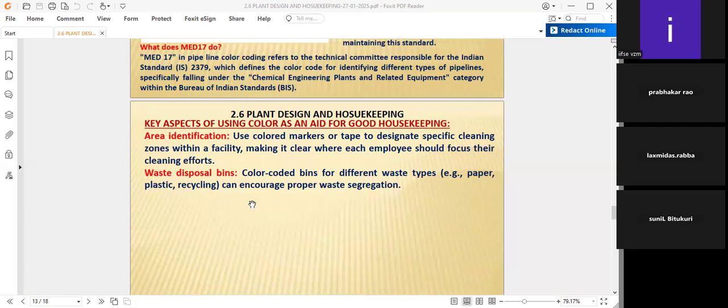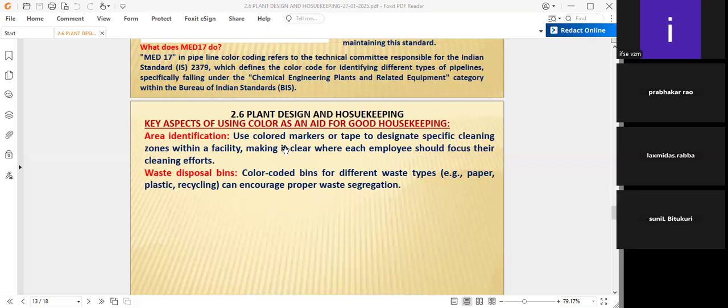Coming to the color coding, what does it help with? Area identification. Use colored markers or tape to designate specific cleaning zones within a facility, making it clear where each employee should focus their cleaning efforts. Here, area identification is very important. We have to see which area, which color and which material is going on.